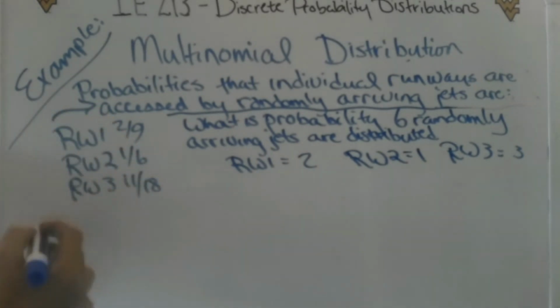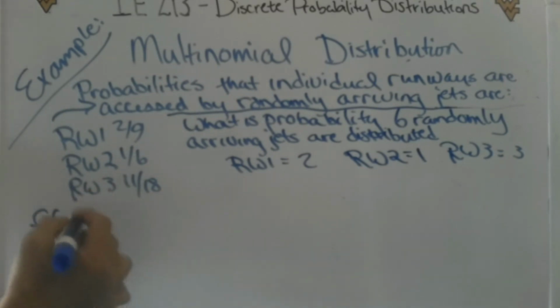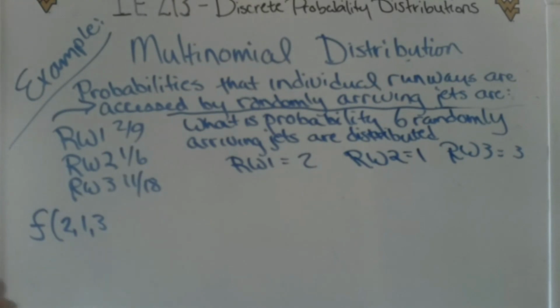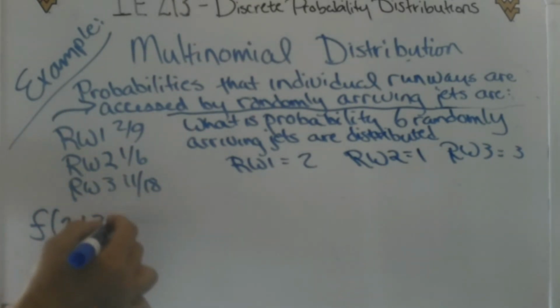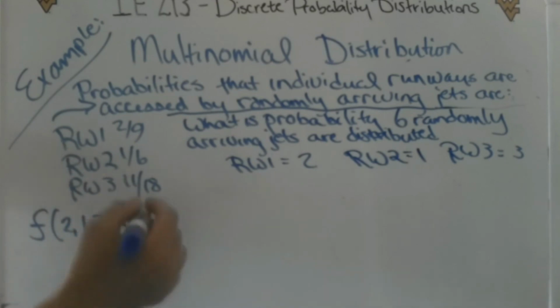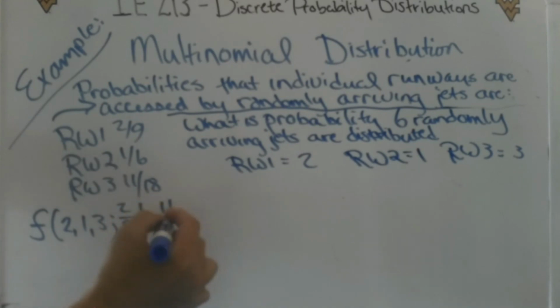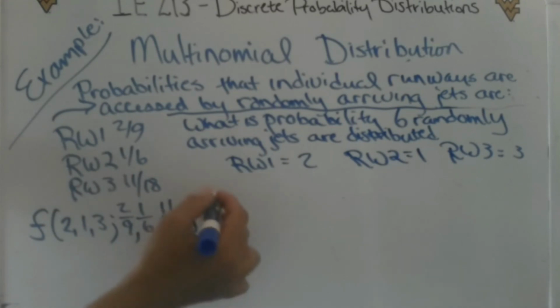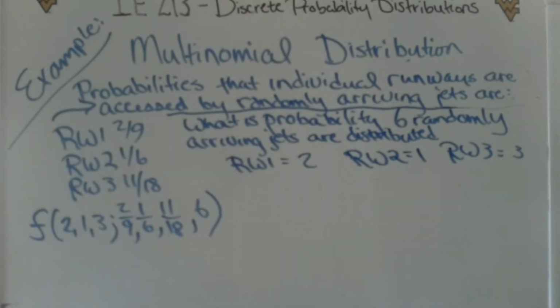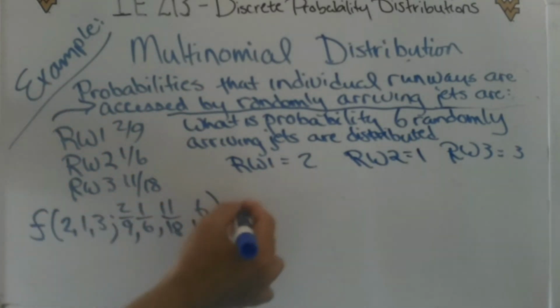So we would have f of 2, 1, 3, because we want to know those successes. Our probability of success for runway 1 is 2/9, for runway 2 is 1/6, and for runway 3 is 11/18. And we have 6 total randomly arriving jets. So we do our computation.